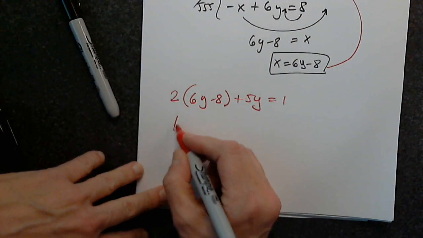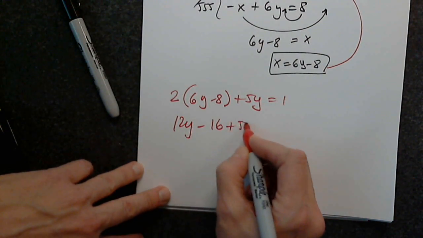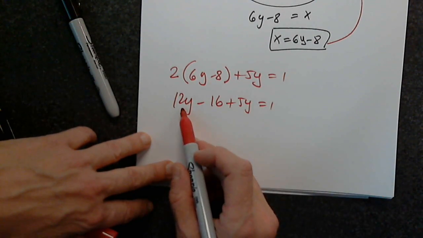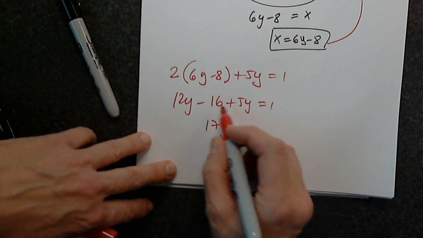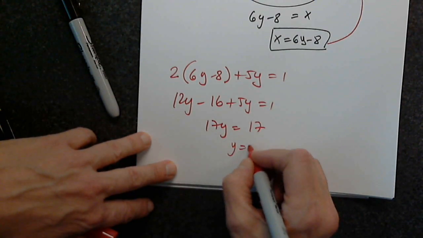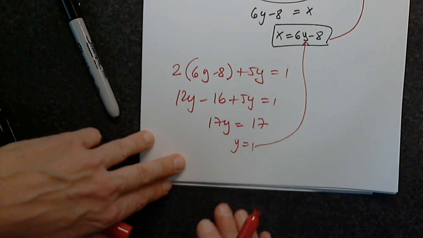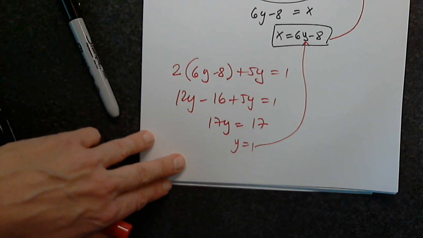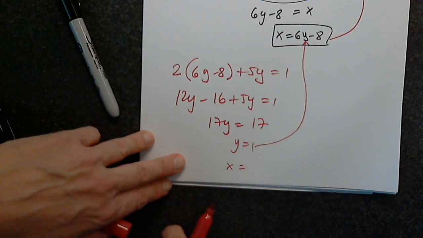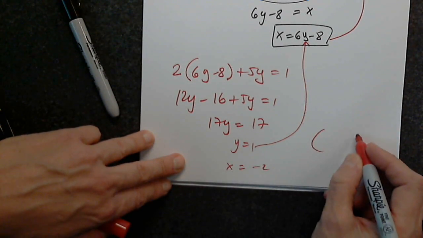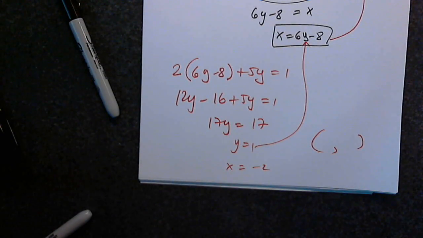Now we distribute. 12y minus 16 plus 5y equals 1. Combine like terms because now this is linear. 12y plus 5y, 17y. Move 16 to the other side, so y equals 1. But this is not good enough. I have to go back now and determine x, replacing y by 1. So how much is x when I replace y by 1? Negative 2. What is the ordered pair that appears to be the solution of the system?